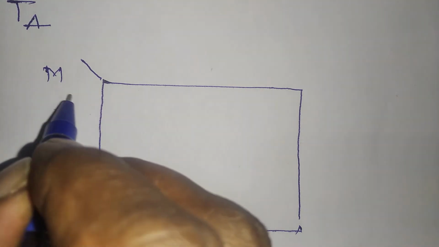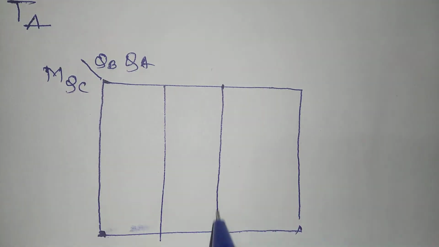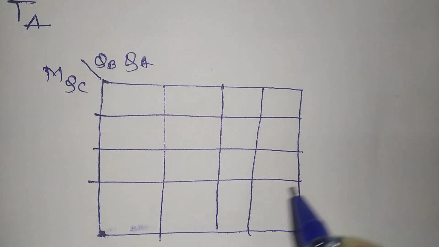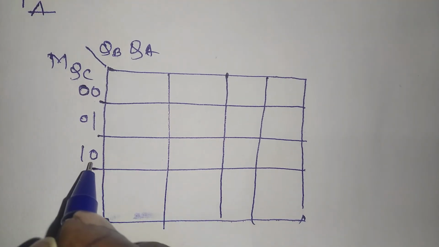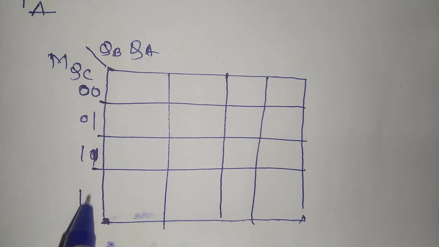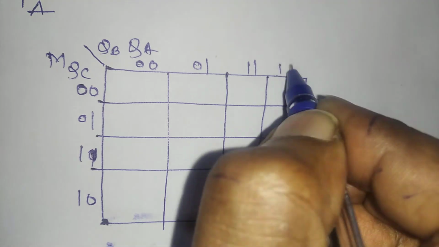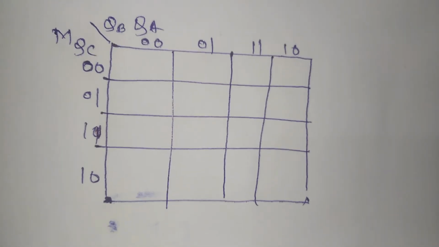M, QC, QB and QA. Okay, 0 0, 0 1, 1 1 and 1 0, right? 0 0, 0 1, 1 1 and 1 0. Okay, same K-map we have to take for TB as well.